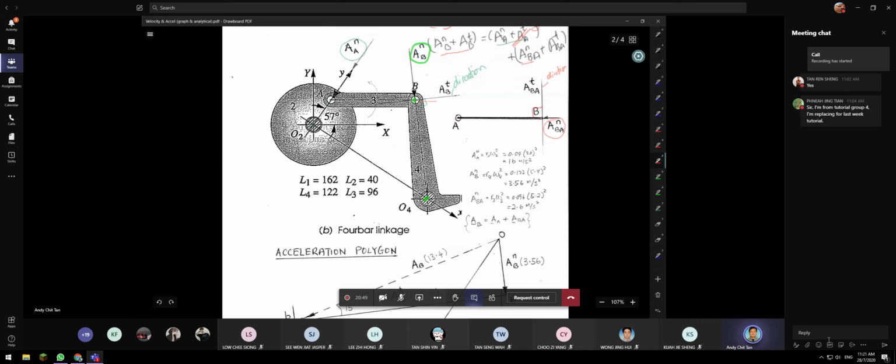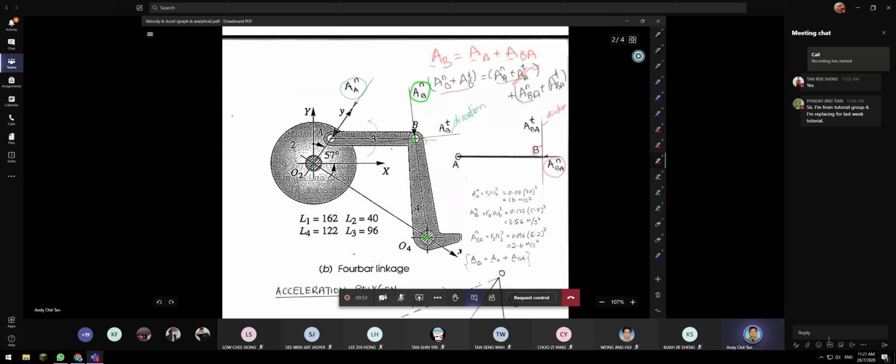Okay, so once you have all these components drawn, we then have to work out the magnitude. So first, let's look at acceleration of A. Acceleration of A normal is equals to R2 omega 2 square. All right, so omega 2 square is given 20 and R is given, so we know this value. Now, acceleration of B normal, we can also know because it's given by R omega 4 square. All right, and acceleration of BA normal is R omega 3 square. Now you can see we got 2 omega. Okay, now this omega you have to find from your velocity diagram.